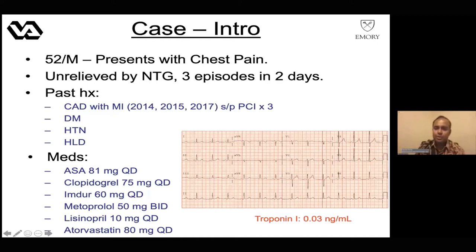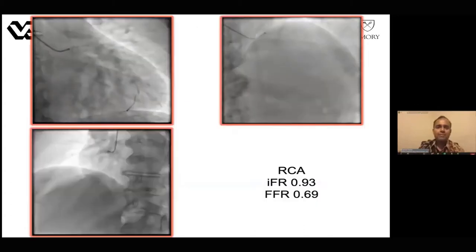ECG does not show any ST elevation or T-wave inversions. Troponin I was 0.03, just at the border. So we had the diagnosis of unstable angina. We brought him to the cath lab.